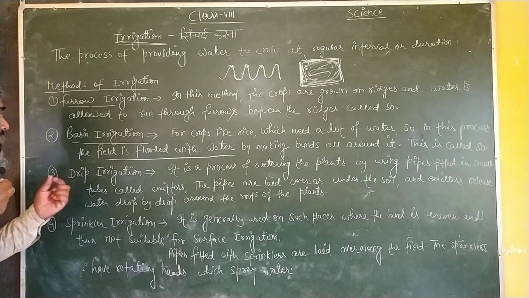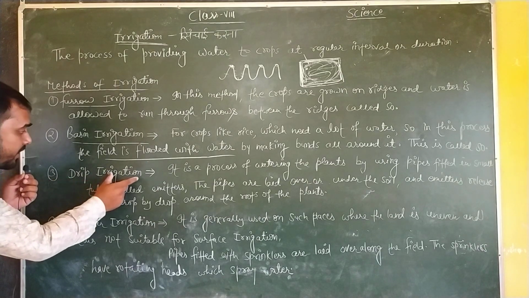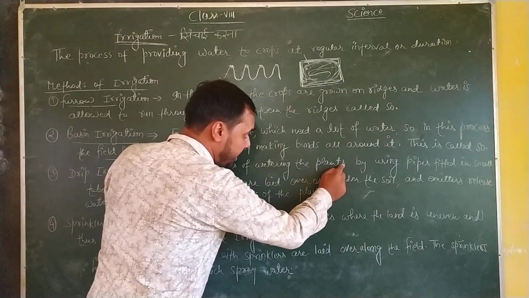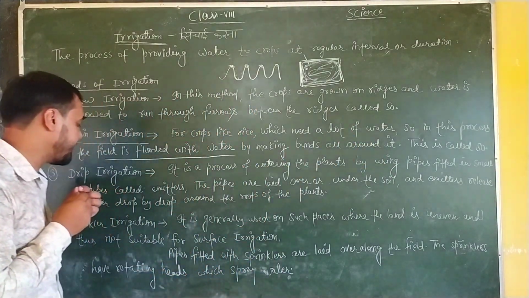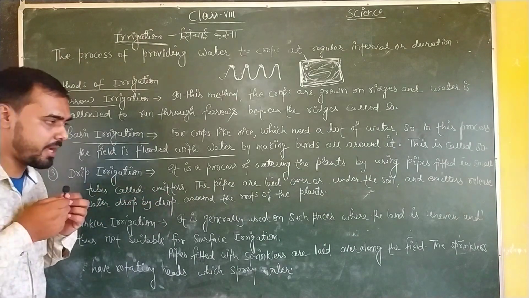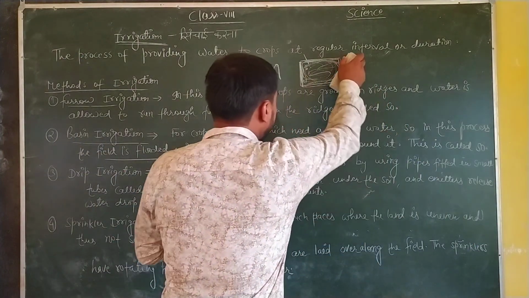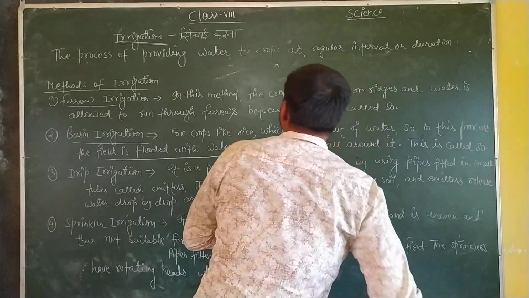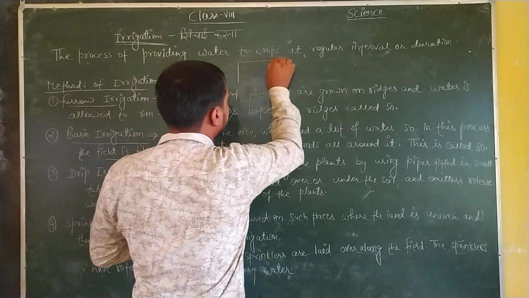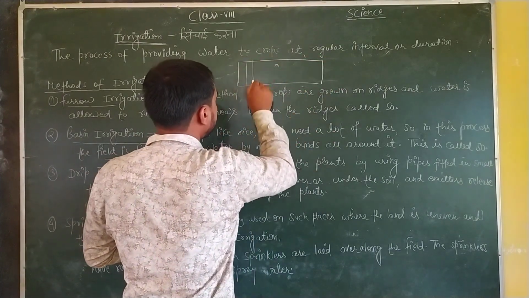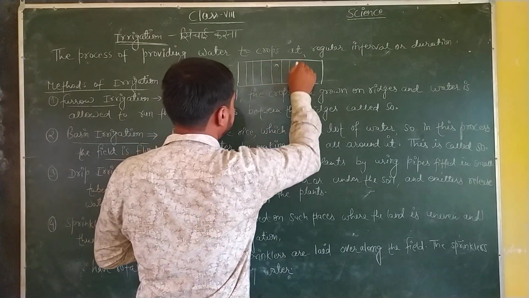So the third process of irrigation is the drip irrigation system. It is a process of watering the plants by using pipes fitted with small tubes called emitters. Listen, I am just making a drawing. What happens in this process? Whenever we talk about this is a field. Okay, and I have grown plants like this in this order.